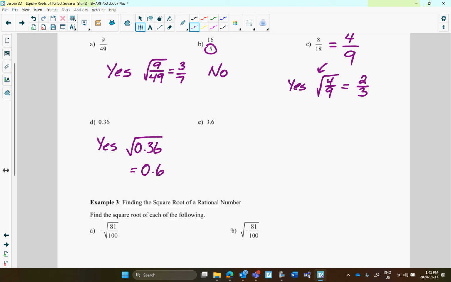Try this one though. If you try that on your calculator, you're going to get a really big long one, right? That number will never end. The decimals will keep going. They'll never repeat. It's like pi, okay? Which means I can't write the square root of 3.6 as a regular decimal. So here, my answer would be no, because if you take the square root and get this big long decimal on your calculator, that means you can't get an exact answer.